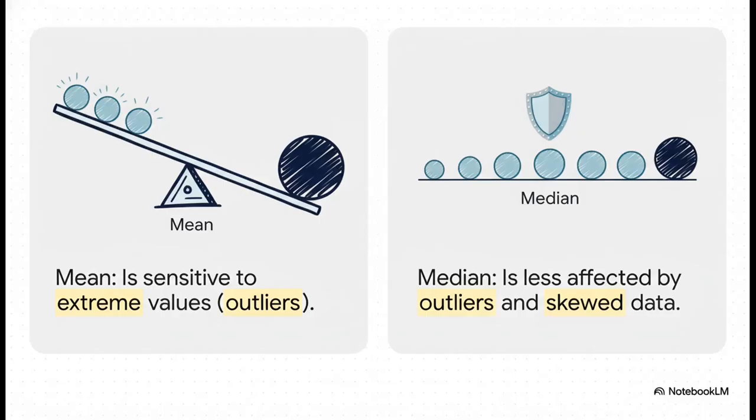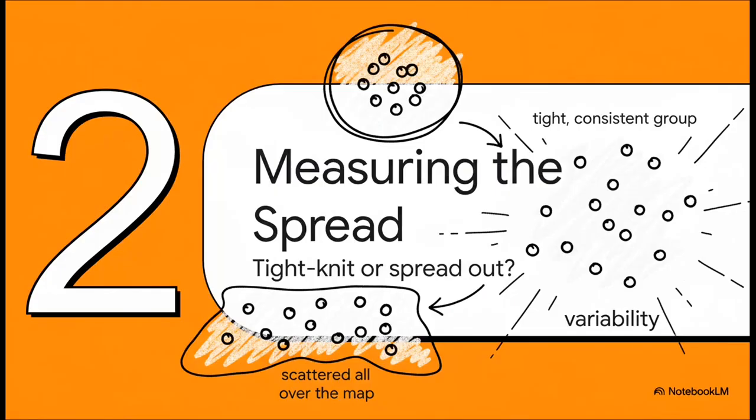And this is where things get really interesting, because this highlights a crucial difference between the two. The mean, our average, can get totally yanked around by a few really high or really low numbers. We call those outliers. The median, on the other hand, is tough. It's robust. It doesn't really care about the extremes. So here's the takeaway. If your data looks a little lopsided, the median often tells a more honest story about what's typical.